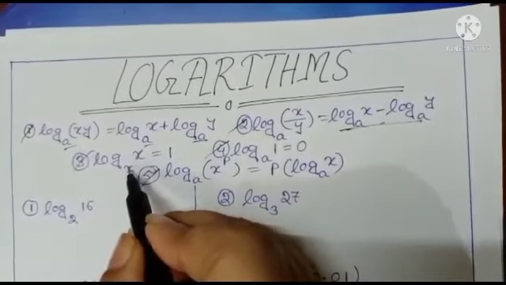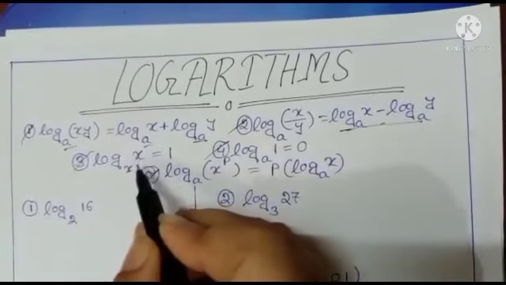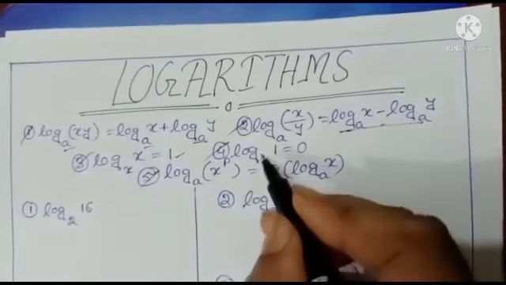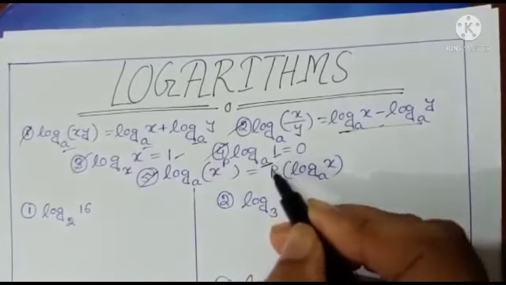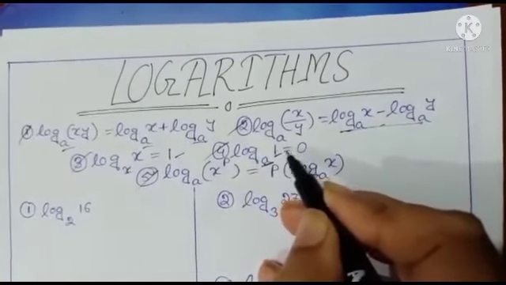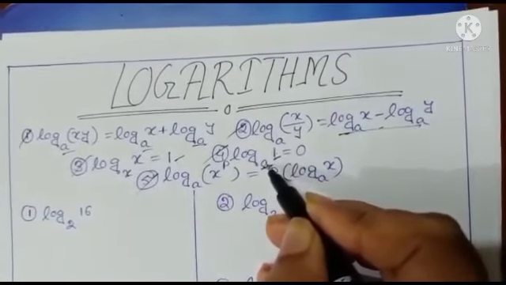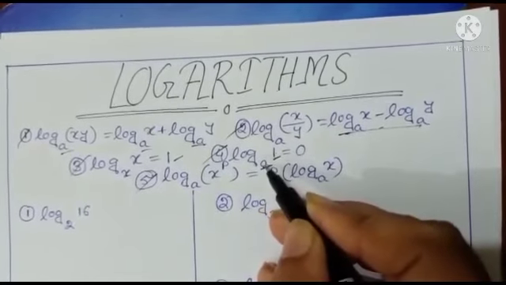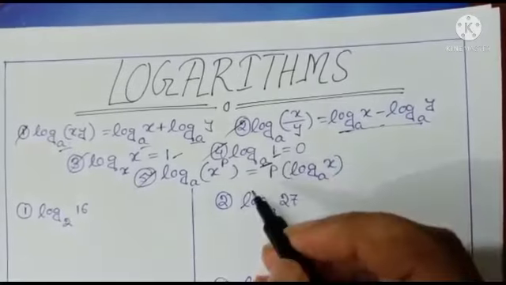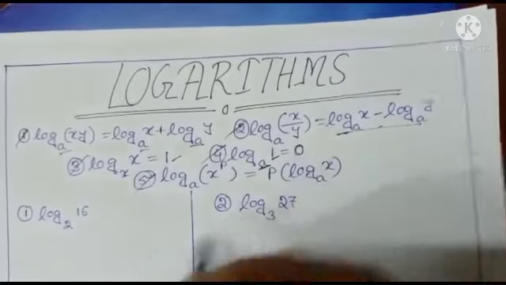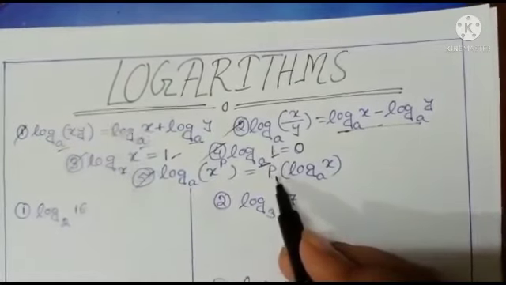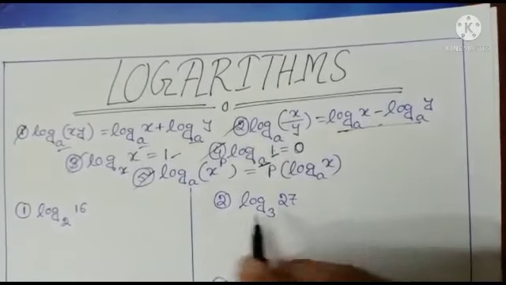And whenever the base value and the value are the same, then log base x of x is equal to 1. Whenever the values are different, here a and here 1 or 2, any integer value, and here the integer values have no relation. Suppose log base 9 of 25, 9 and 25 have no relation, so it is equal to 0. And log base a of x to the power p is equal to p log base a x.